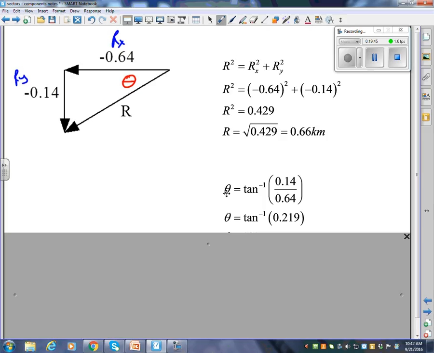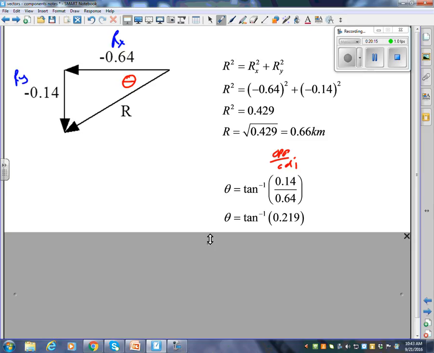Theta is equal to the inverse tan of 0.14 over 0.64. Why that order? Because it's opposite over adjacent: opposite 0.14, adjacent 0.64. Second function tan, and you should get a number between 0 and 90. I'll let you try it. Negative 1 means the inverse tan, right? The inverse function.